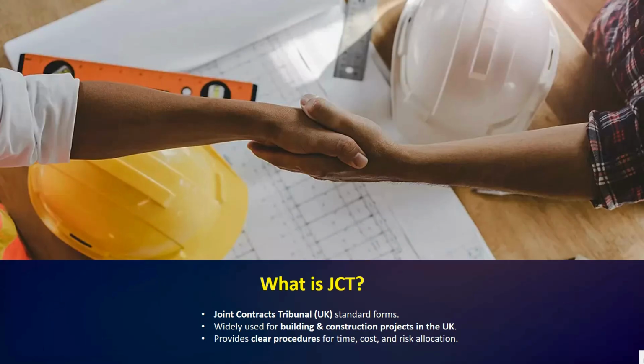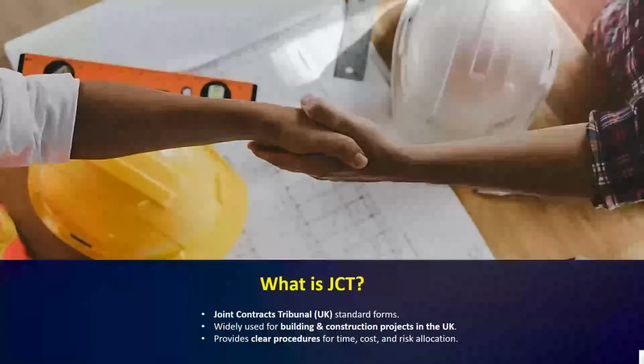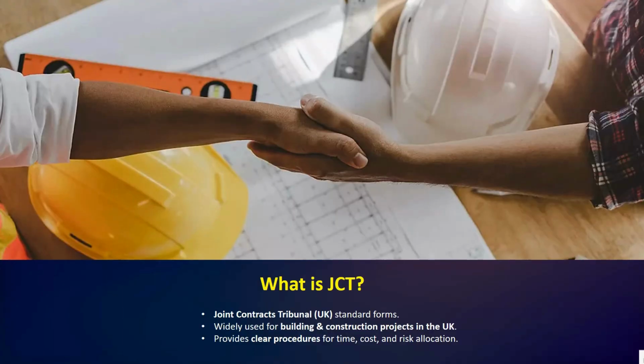JCT stands for Joint Contracts Tribunal, and it is one of the most commonly used contract forms in the United Kingdom, especially for building and construction projects. The purpose of JCT contracts is to bring clarity, structure, and fairness to construction work. They clearly define how time, cost, and risk should be managed between the client, contractor, and the other project stakeholders. So, in short, JCT gives everyone a clear set of rules to follow, so projects can run smoothly and disputes can be reduced.